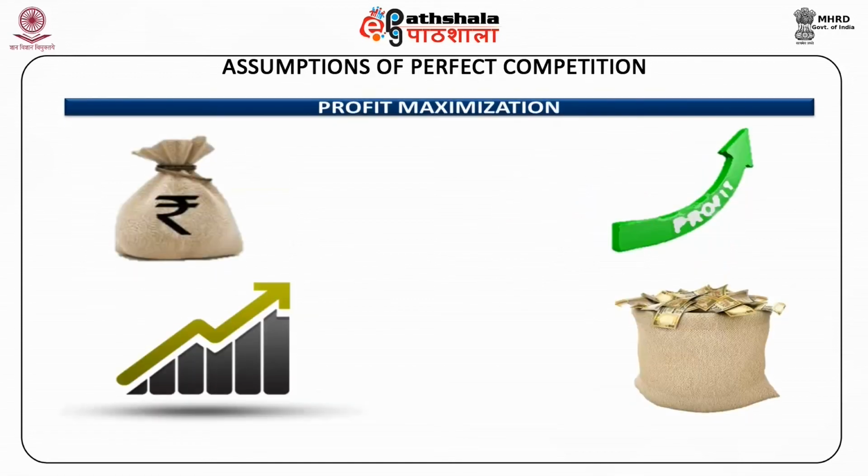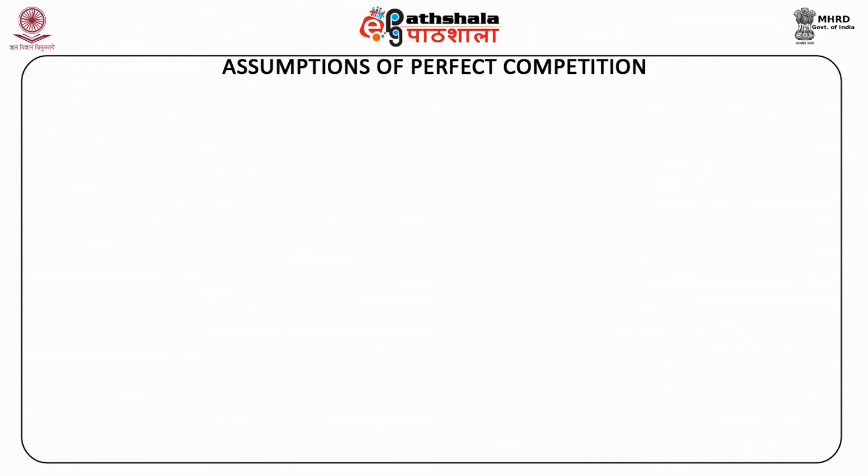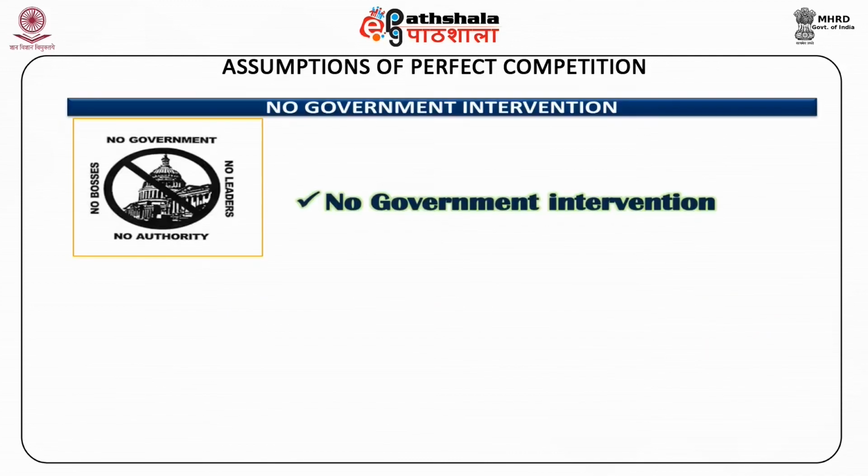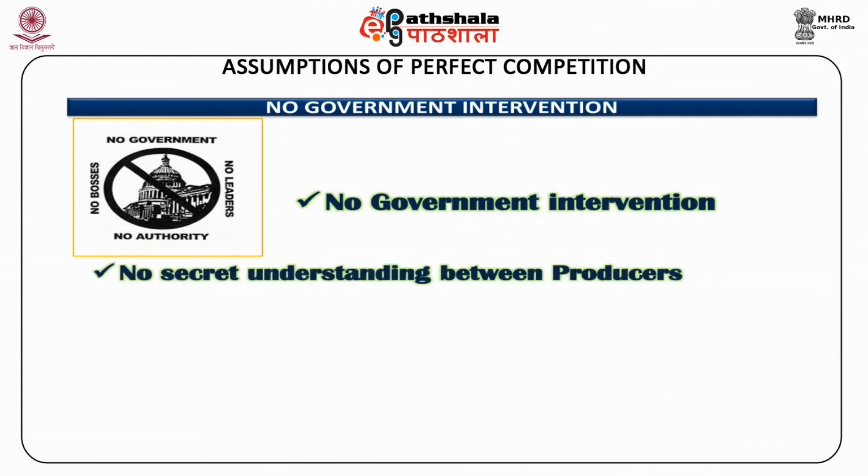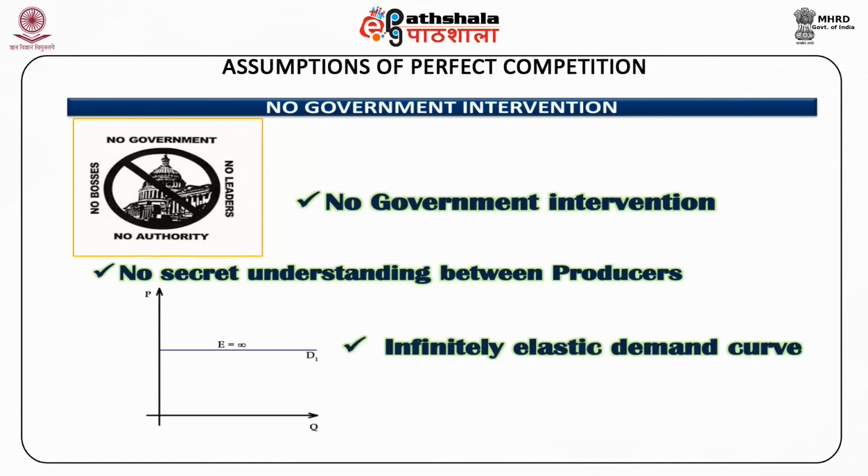The next important assumption is regarding the goal of the firm. In perfect competition, the goal of all the firms in the industry is to maximize profits. Also, it is assumed that there is no government intervention or open or secret understanding between the producers in the market. This is enough for the firm to be a price taker and have an infinitely elastic demand curve.